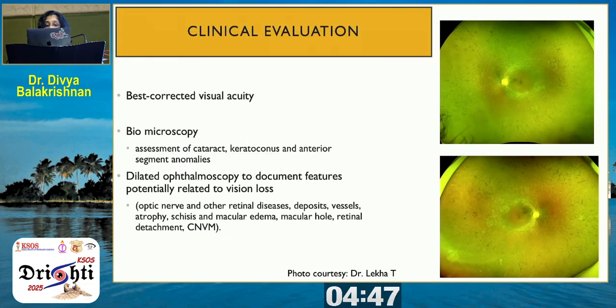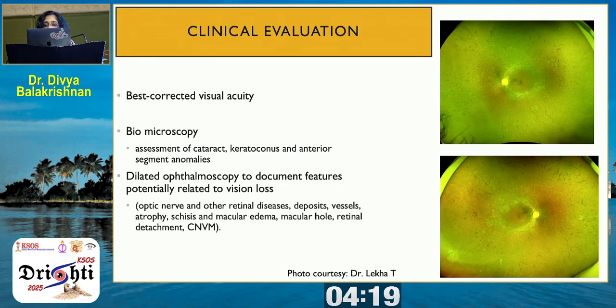Now coming to the clinical examination, the first thing is the visual acuity the child or patient has. Then see whether the patient has any other ocular involvement like cataract, keratoconus, or any anterior segment anomalies. Then look at the fundus. When the vision is poor, you have to explain why the vision is low from the anterior segment. Look at the fundus for any disc anomalies, whether the macula is affected, and look at the periphery and how the vessels are.